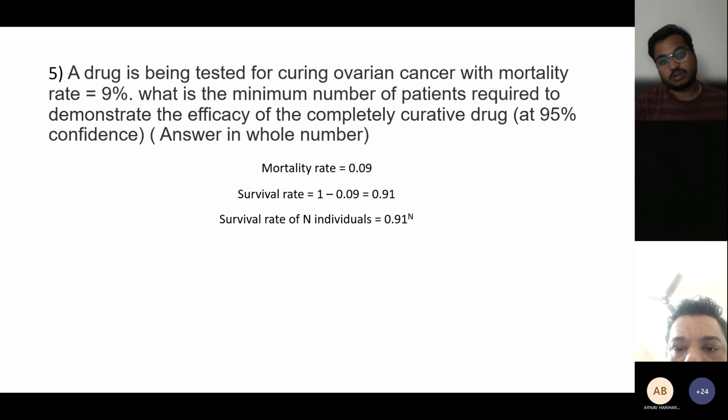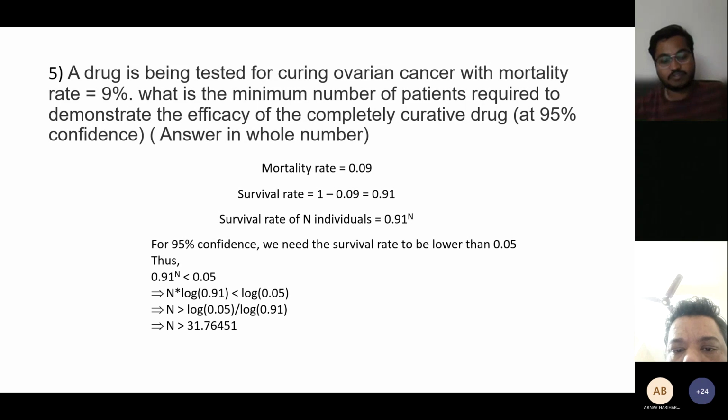If we have n number of individuals, what is the probability that all of them will survive naturally without any disease? That is 0.91 times 0.91 times 0.91, n number of times, which turns out to be 0.91 to the power of n. For a 95% confidence interval, we need a survival rate lower than 1 minus 95%, that is lower than 0.05. So if the natural survival rate is lower than 0.05, then only if no one dies in the trial do we know that the drug is completely curative.